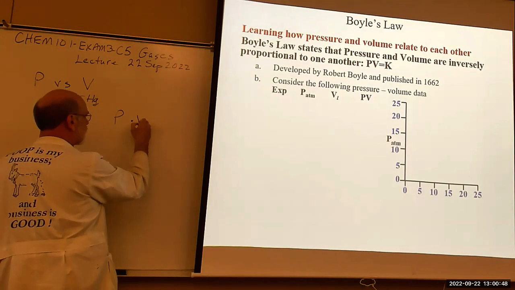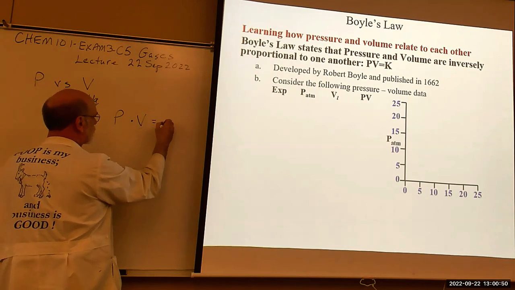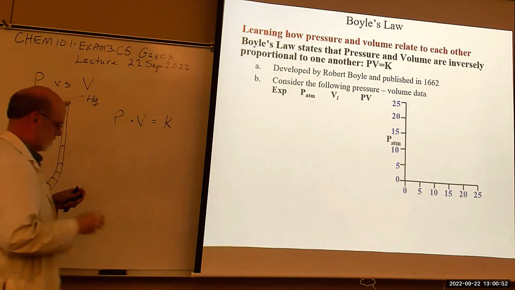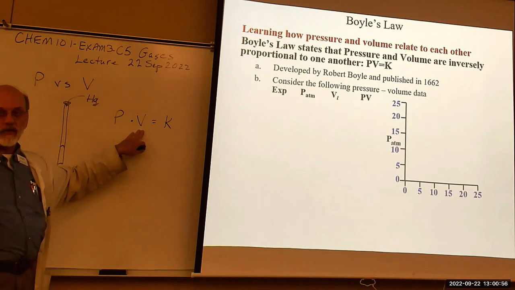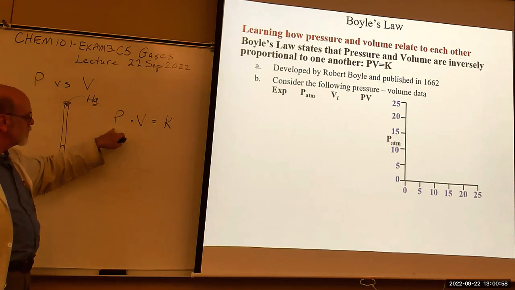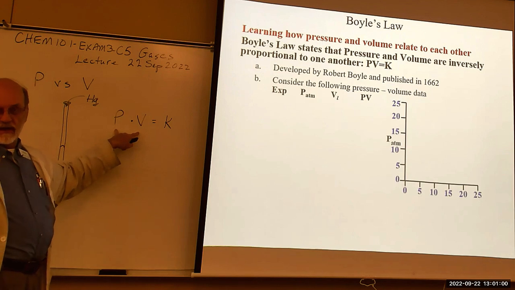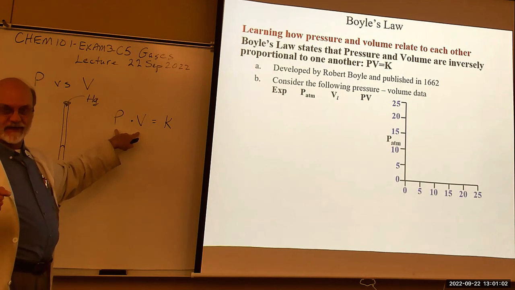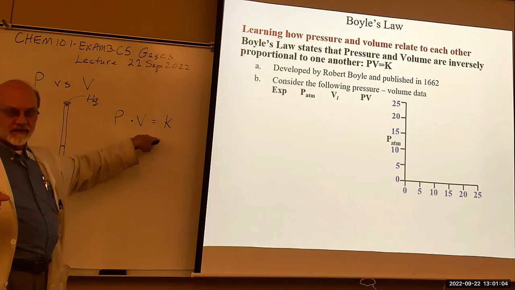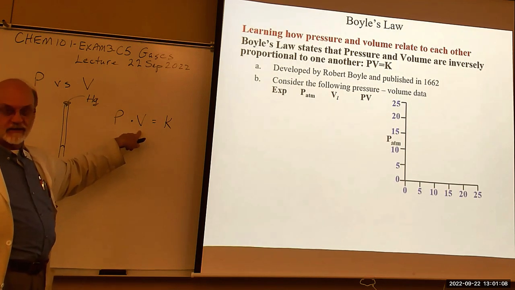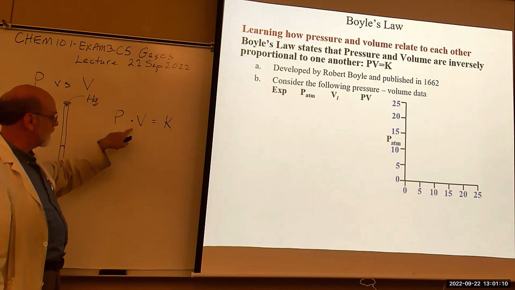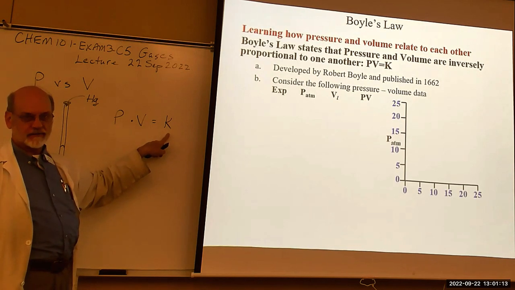and if you multiply that times the value of volume, it was always a constant. So as the pressure increases, the volume decreased. Anytime you get two variables as product equal to a constant, they are inversely proportional. As this one goes up, that one goes down. It has to be that way. If it's not that way, then you can't maintain that constant.